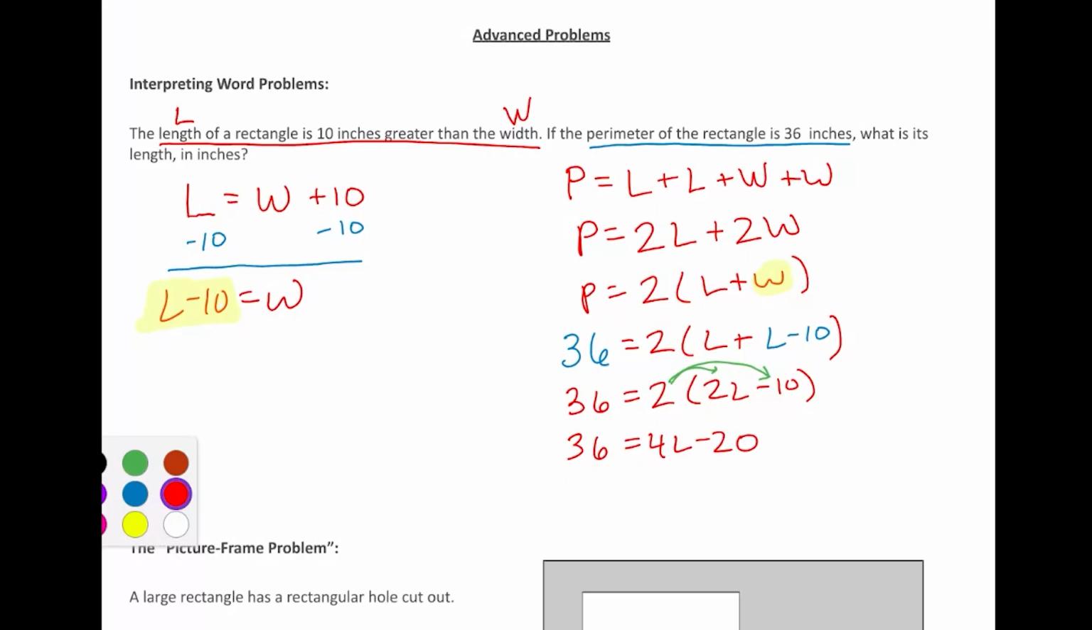You guys have been pretty good about solving these kinds of equations in the past, so I won't drone on too much here. You just want to add 20 to both sides, and then we're going to divide by 4 after that. So 56 equals 4L, and we'll divide both sides by 4. I'm kind of running out of room here. That's okay. 56 divided by 4, and I would use a calculator here. Don't bother trying to do that by hand. The length is 14.